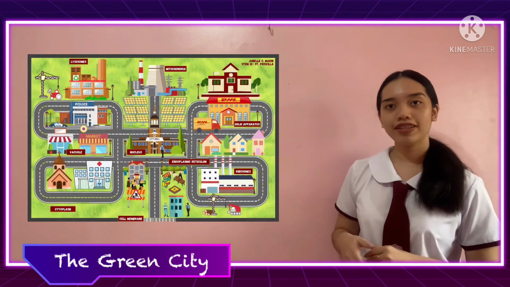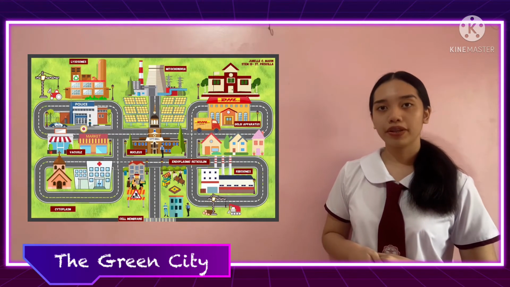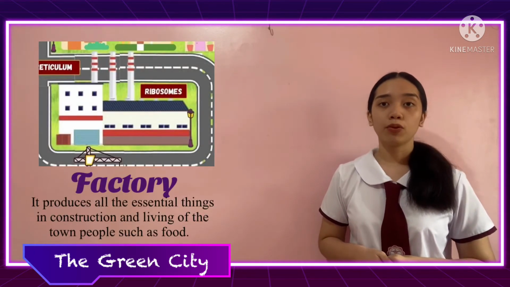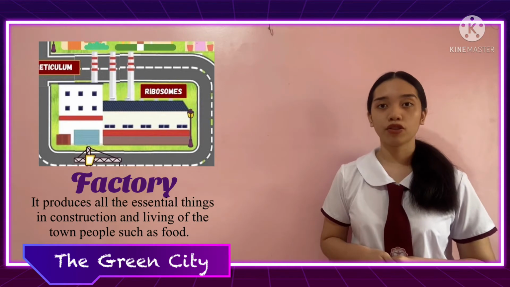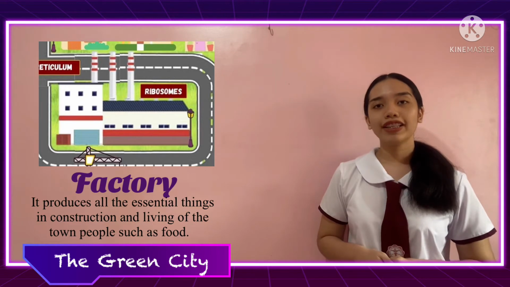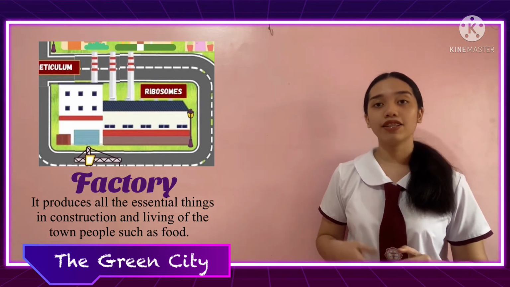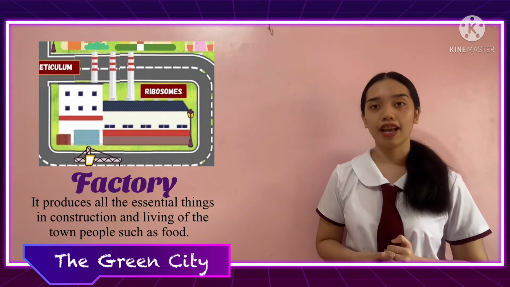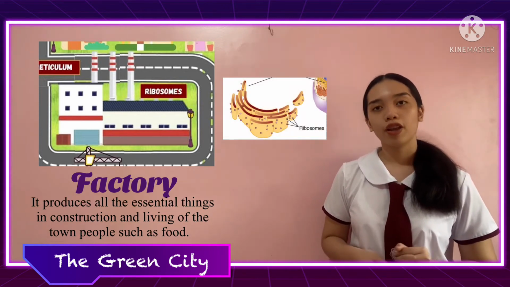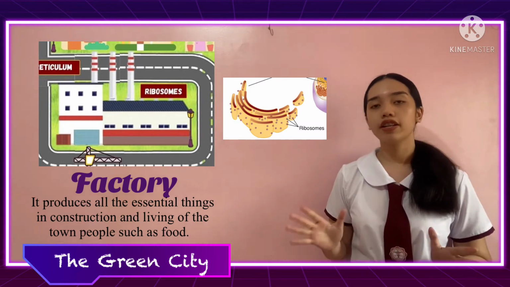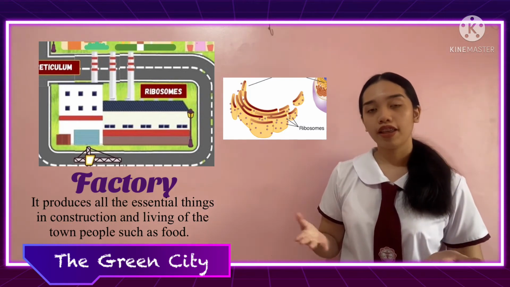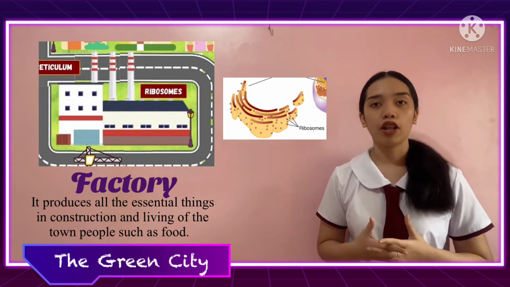In the lower part of the city is where the factory building of materials and food stands. The factory produces all the essential things in the construction and living of the townspeople, such as food. I noticed that it has the same function as ribosomes in a cell. The ribosomes are involved in producing or making proteins, in which proteins are responsible for nearly every task of cellular life. And if there is no protein in our cell, then our cell will not grow or develop and will die.